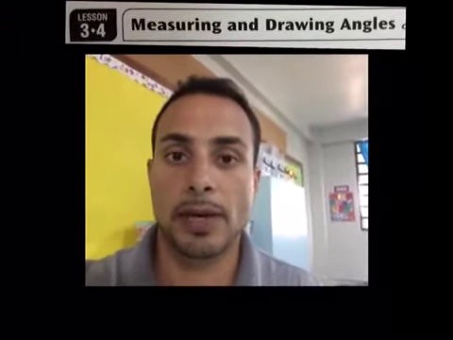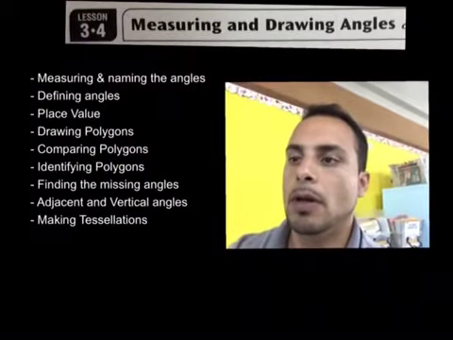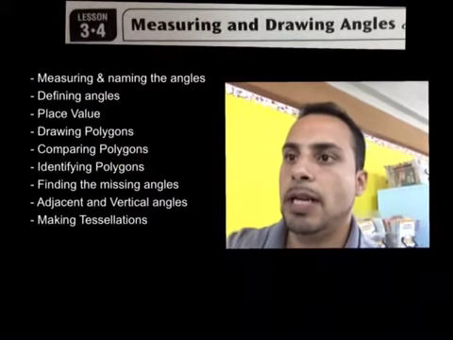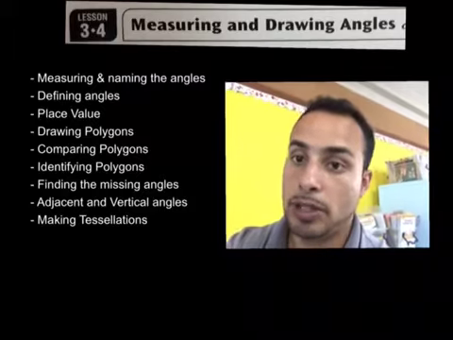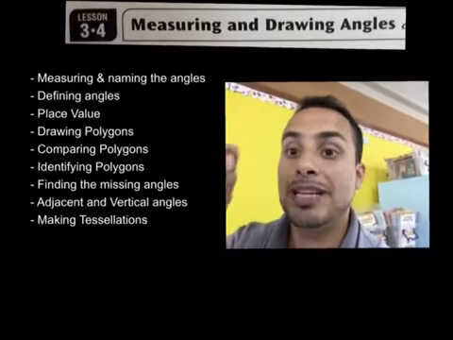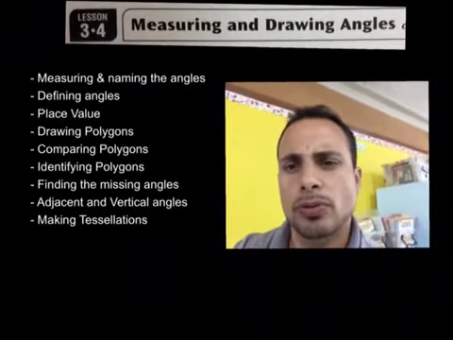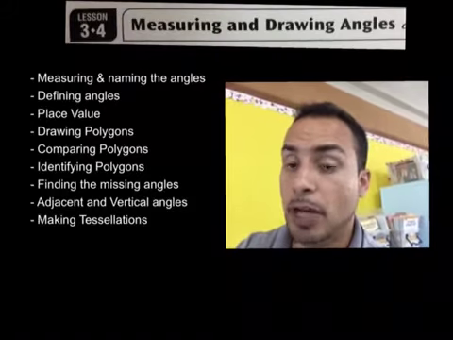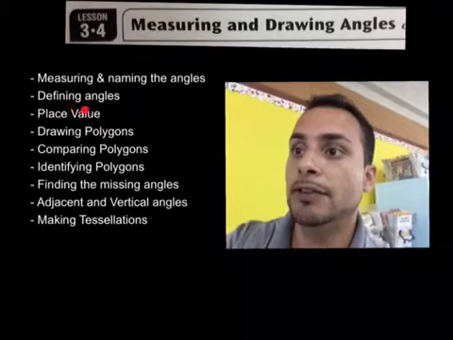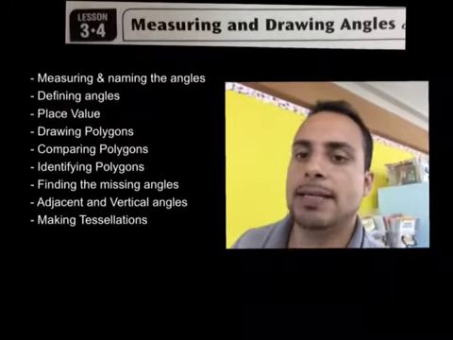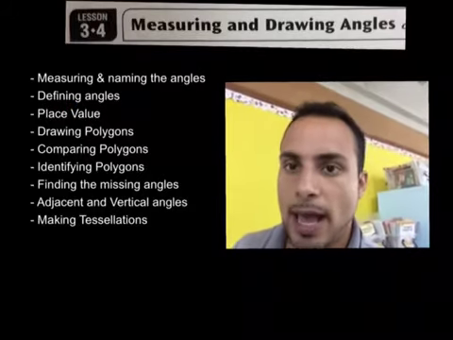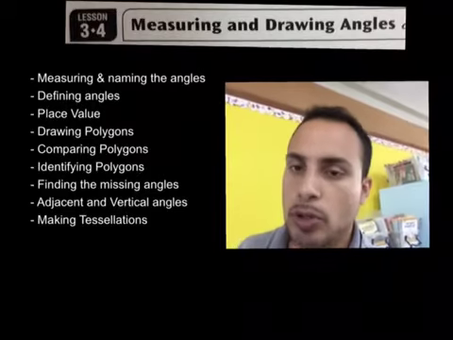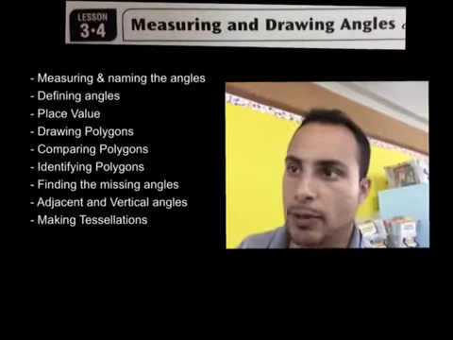So let's see what we have. We're going to look at measuring and naming the angles. So not only just measuring with your protractor, but also naming them. Is it obtuse? Is it reflex? Is it a straight, a right angle, acute? Defining angles. What constitutes an acute angle? What constitutes an obtuse, a reflex, or a right angle?